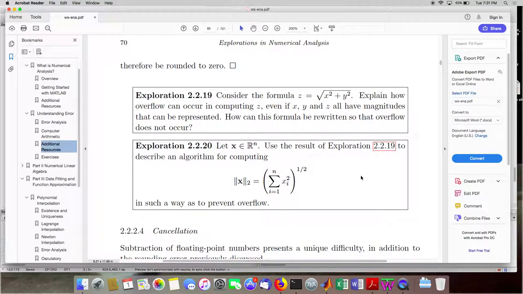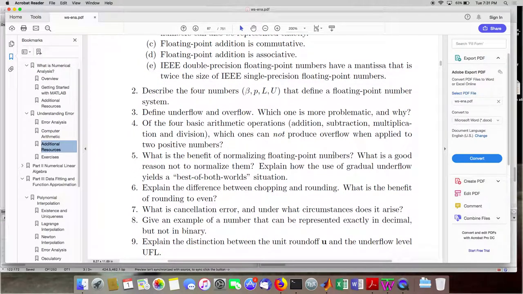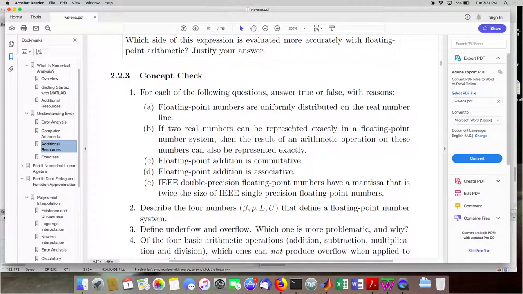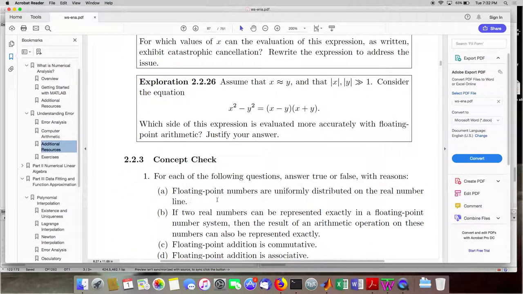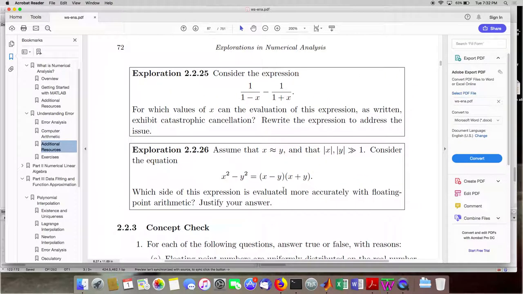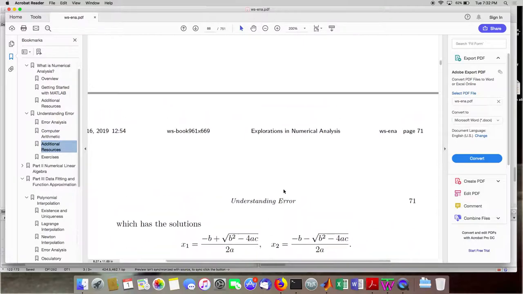It was asked here what uniformly distributed means. Oh, wait, are you talking about a different problem? Wait, for this section? Yes, she's on concept check 1A. Oh, equally spaced. That is specifically discussed in the reading, whether they are or not. The question is: are floating point numbers equally spaced, which is uniformly distributed, on the real number line? That specific issue is discussed in this section, you'll find it.